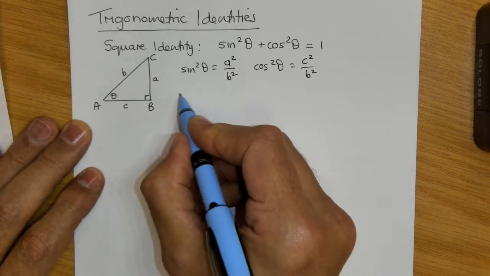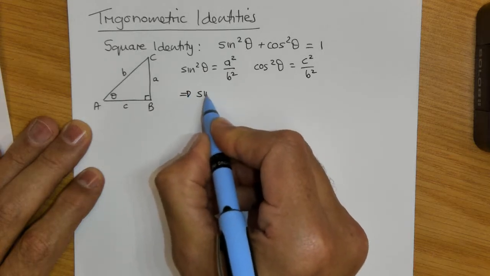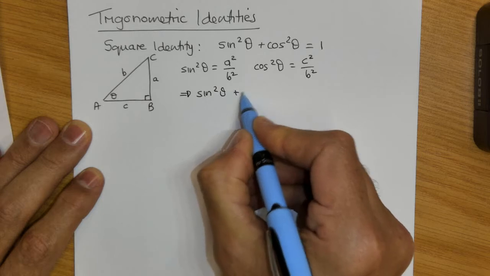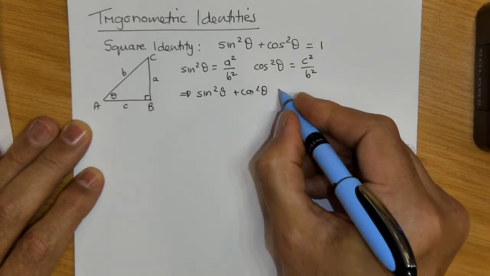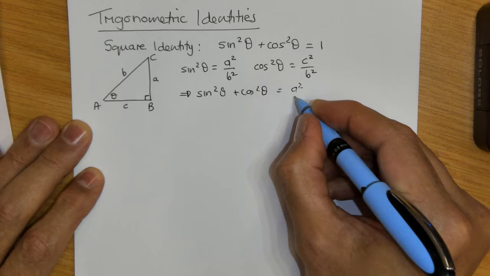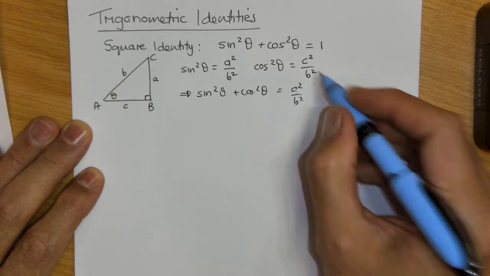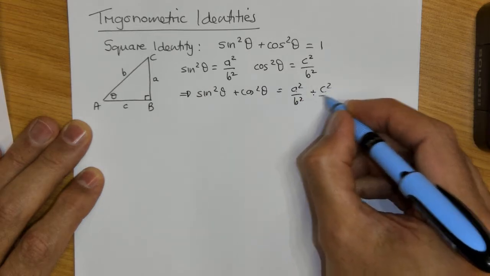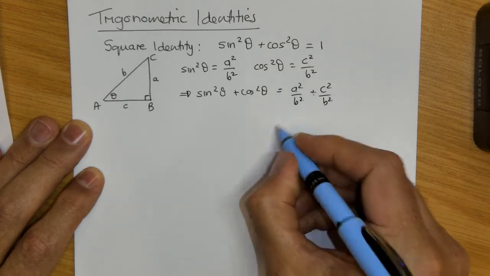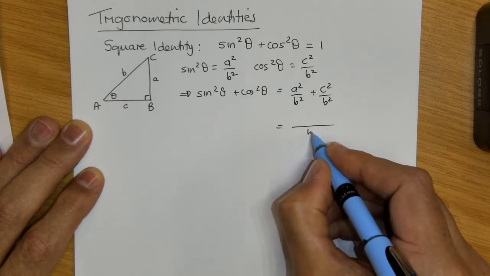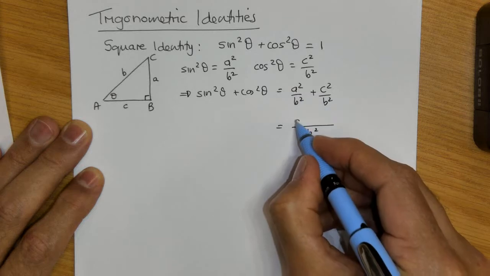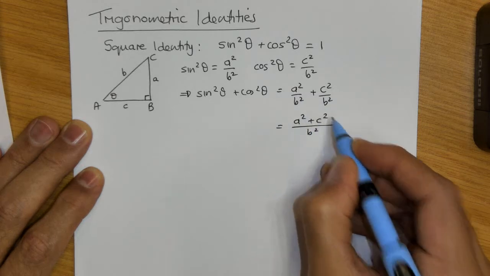Okay, let's see what we get now if we add them. We get sine squared theta plus cosine squared theta will then be A squared over B squared plus C squared over B squared. The denominators are the same, so we can write everything over B squared. Now look at that, A squared plus C squared at the top.